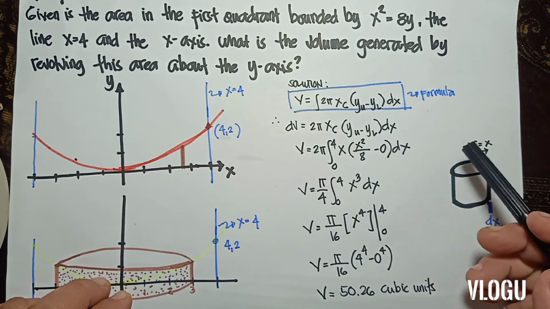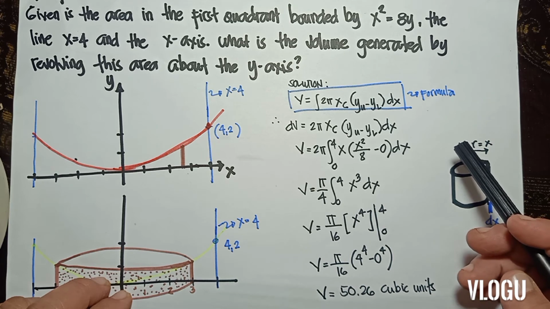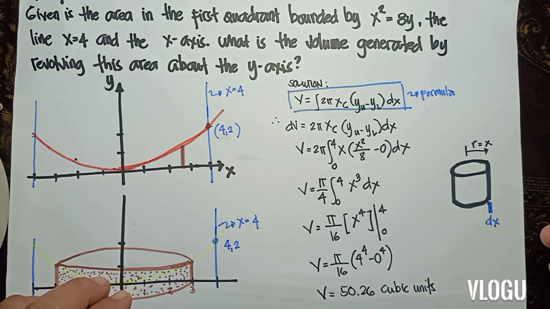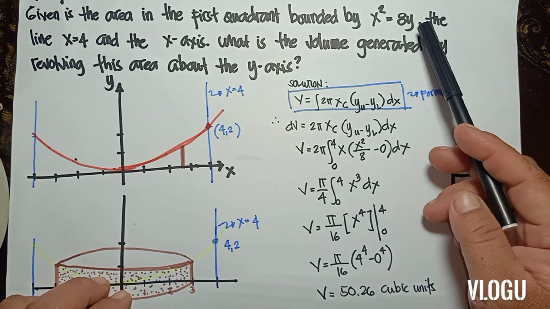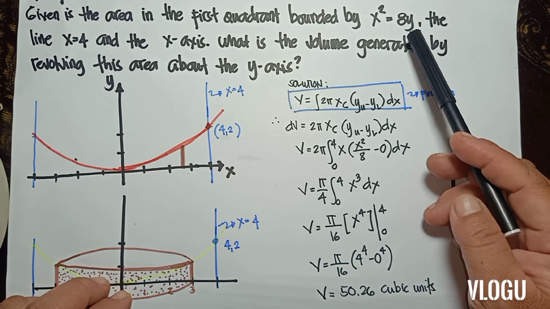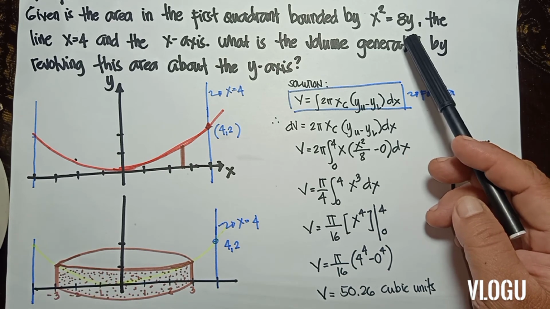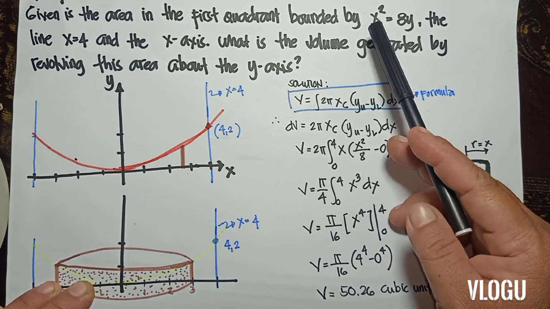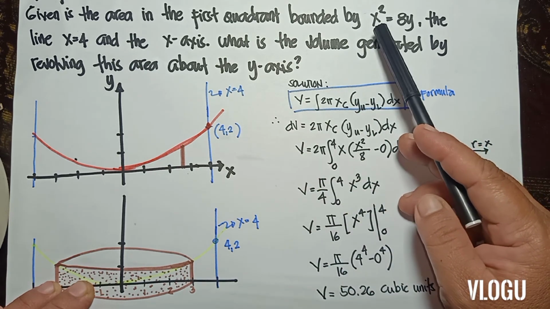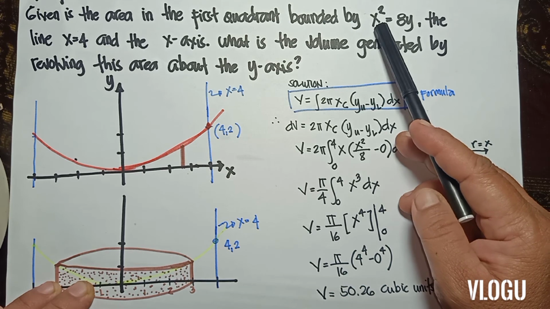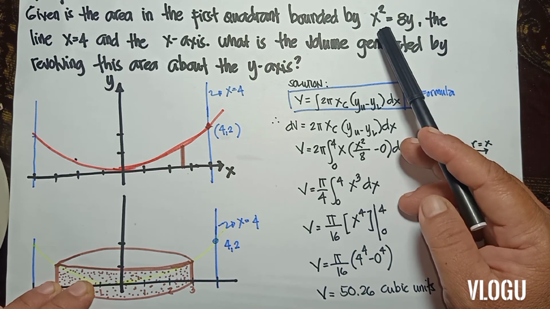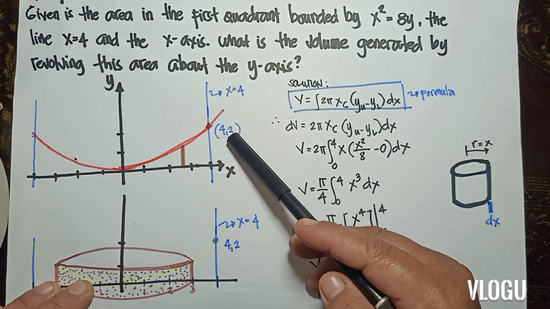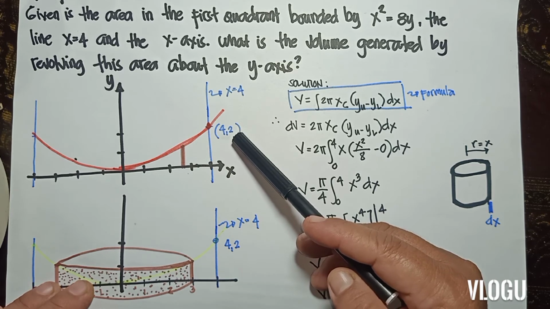Point of intersection. How will we know the point of intersection? You just simply substitute the value of 4 to your x, because x is equal to 4. So 4 squared, that is 16, divided by 8, so you will have 2. So therefore, the point of intersection is 4 and positive 2. Okay, you get that one?